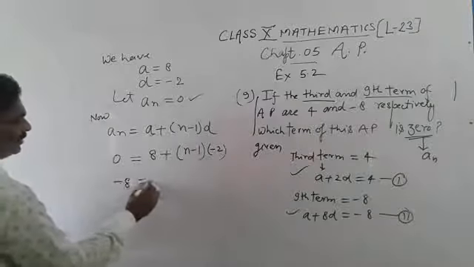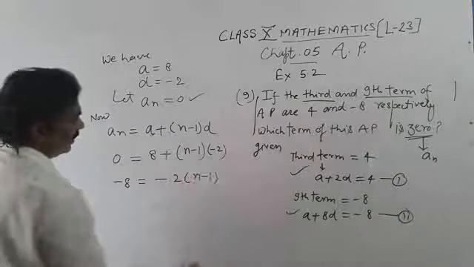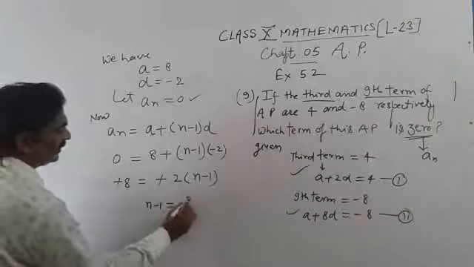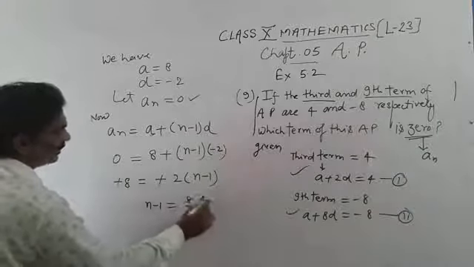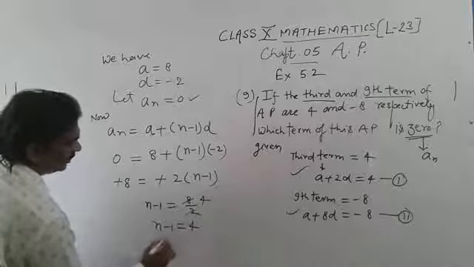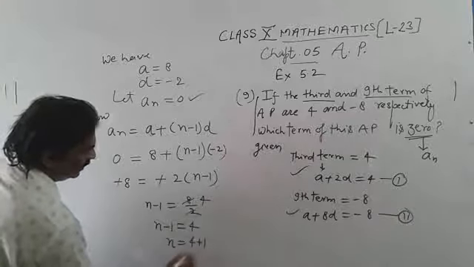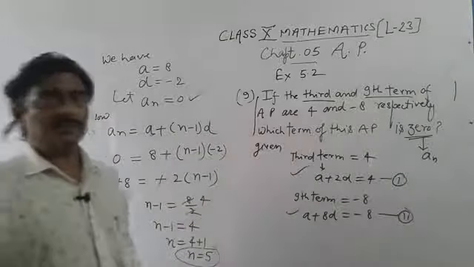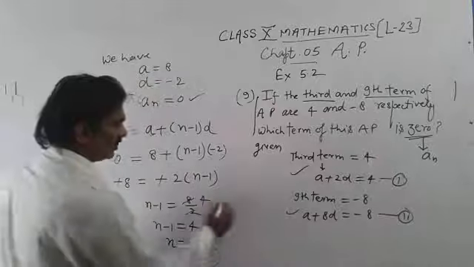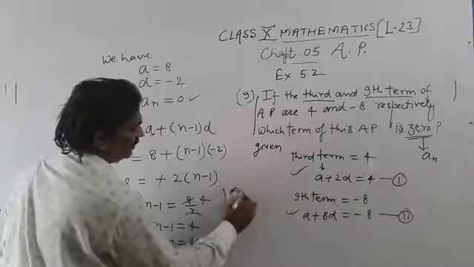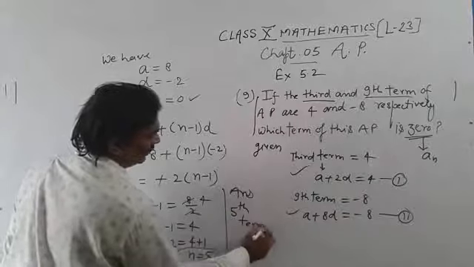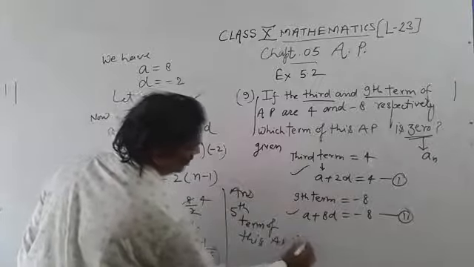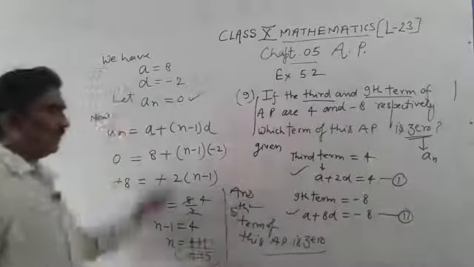Transposing, -8 is equal to -2 into n minus 1. You may write this: the minus signs cancel out, n minus 1 is equal to 8 upon 2. 2 fours are 8. Now n minus 1 is equal to 4. So n is equal to 4 plus 1. So your answer is the fifth term of this AP. The fifth term of this AP is 0. So the answer is right.